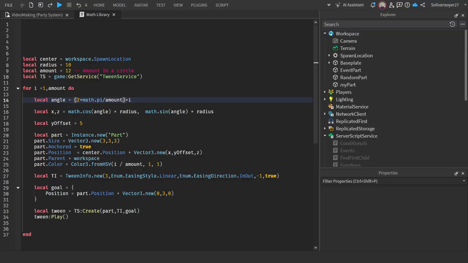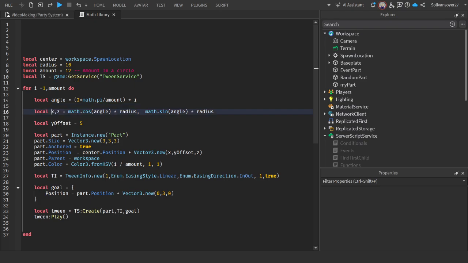The reason why this is the angle is because if you don't know a unit circle, or you haven't taken any calculus courses, or you're not very good at math. I'm assuming most of you are not in high math level courses, probably not even in high school, honestly, because you're watching a Roblox scripting guide. 2 times math.pi, which is about 3.14 times 2, just makes a perfect circle. And I'm going to divide this by the amount, and I'm going to multiply that by i. So i is which part it is, like the 5th part, 6th part, 7th part, and so on.